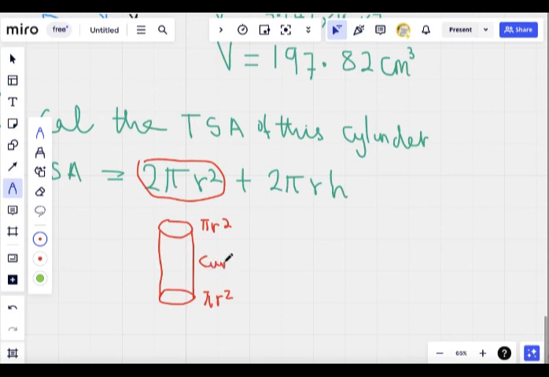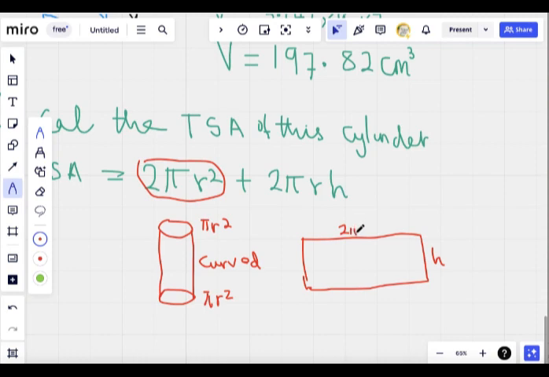will form a rectangle. If you cut it and stretch it out, it will form what? A rectangle. It will form something like this. This is still the height of the rectangle, while this one is the circumference, the big circumference that you spread out. And remember, circumference is 2 pi r.